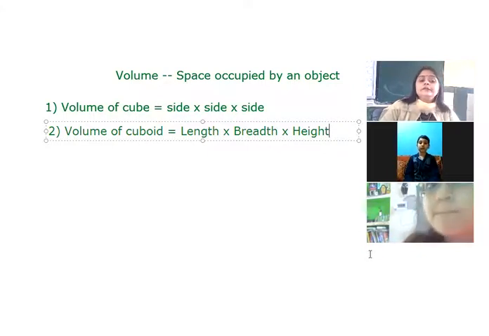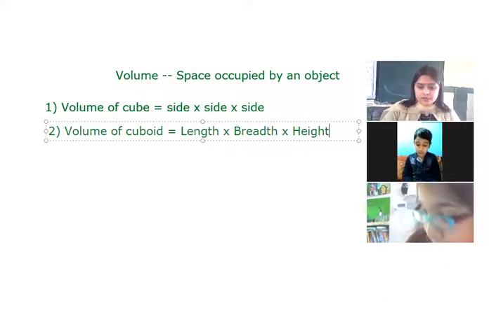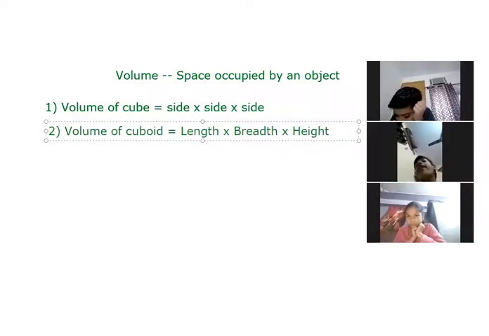So here, the first one is volume of cube. Tushar, can you repeat the same? Volume of cube equal to side into side into side. Exactly. And the volume of the cuboid? Volume of cuboid equal to length into breadth into height.